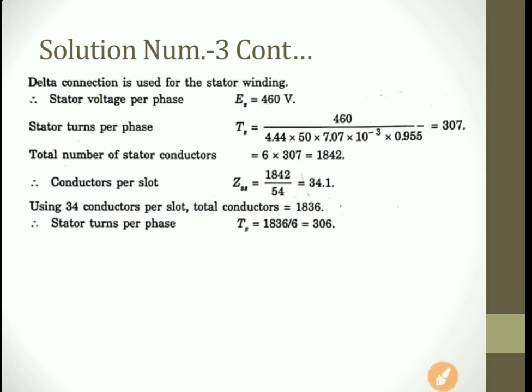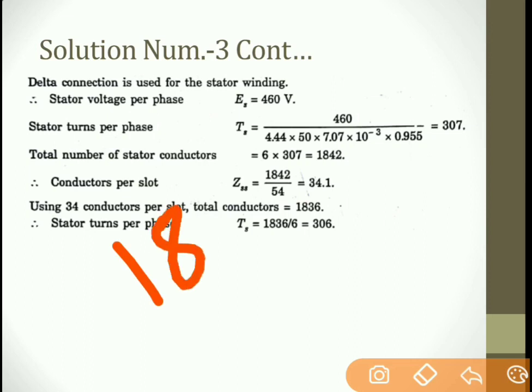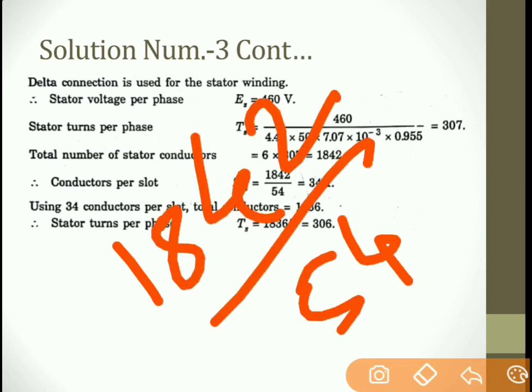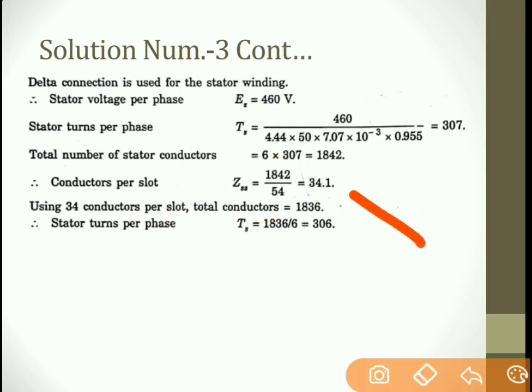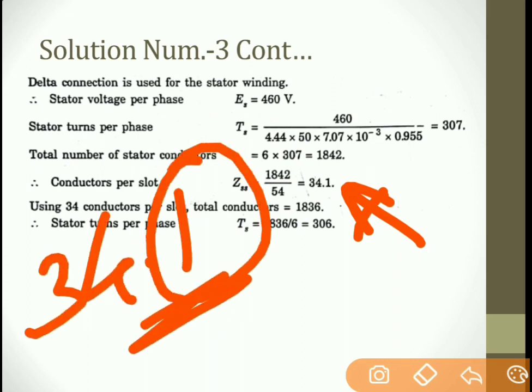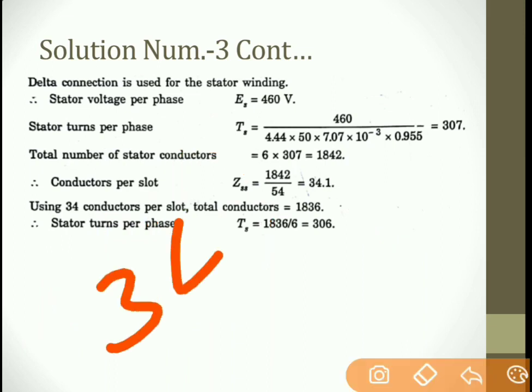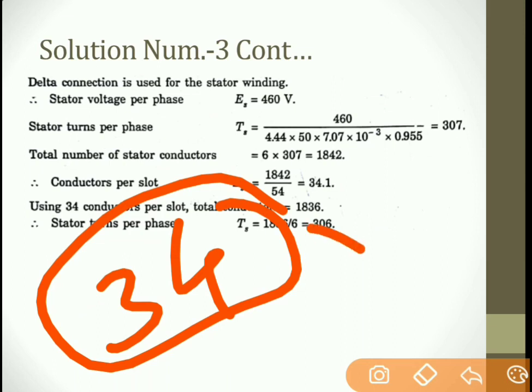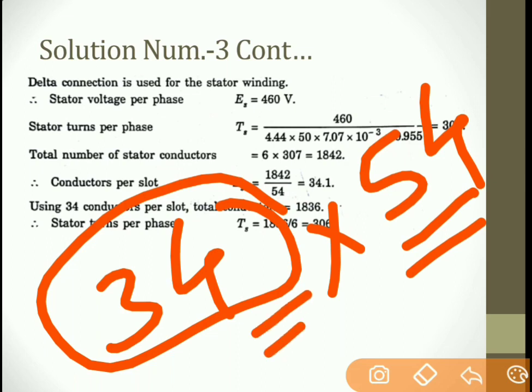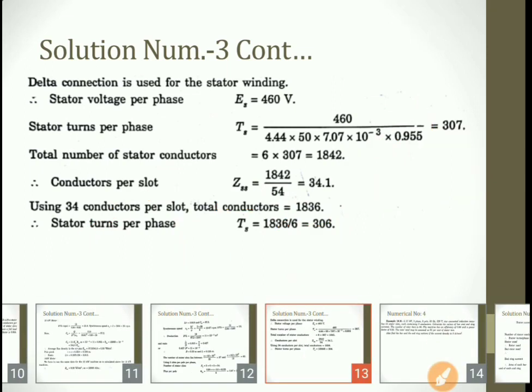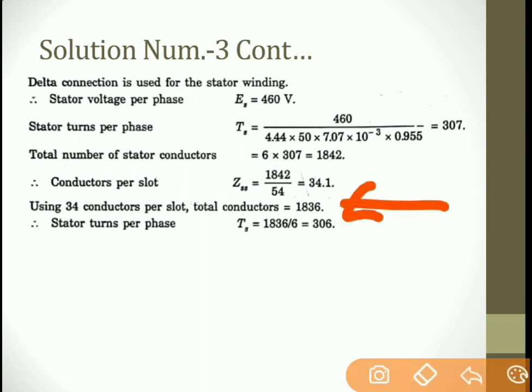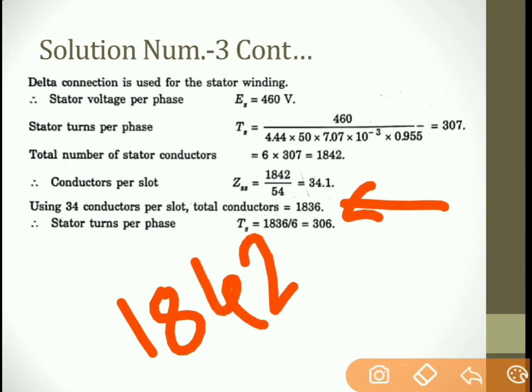Now if I got the total number of stator conductors as 1842, then conductors per slot is calculated by dividing the 1842 total conductors by the 54 slots that we have calculated. So per slot we will get 34.1 conductors. We need to understand there is nothing like 34.1 conductors. 0.1 conductor is not there in existence. Hence we are considering this as 34 conductors per slot. So if we have 34 conductors and 54 slots in total, then multiplication of these two gives 1836. Actually we have calculated this as 1842, but it comes to be 1836. This difference is due to that 0.1 conductor, right?